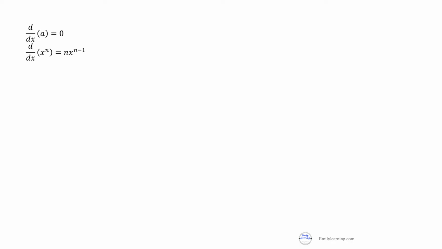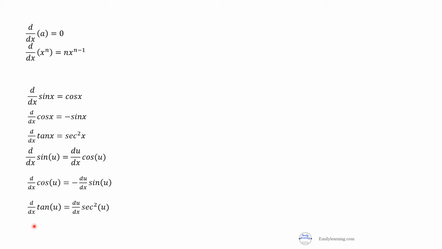Alright, first let's talk about the differentiation formulas that you have. Whenever we differentiate a constant, you'll get 0. When you differentiate a single algebraic term, you bring down the power and then decrease the power by 1. So when you differentiate x to the power of n, you'll get n multiplied by x to the power of n minus 1.